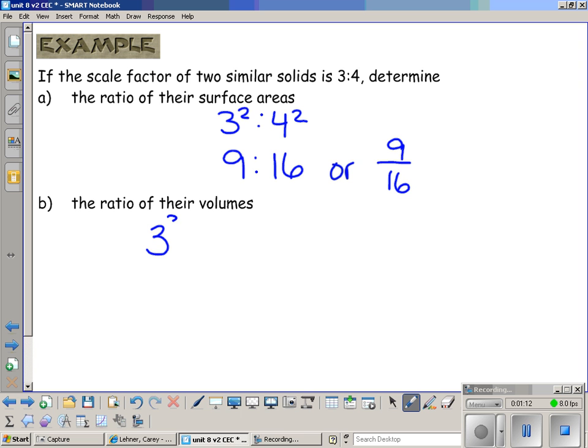Ratio of the volumes. We are cubing each value. So we end up with 27 to 64. And you could write it as 27 over 64. So areas you square, volumes you cube.